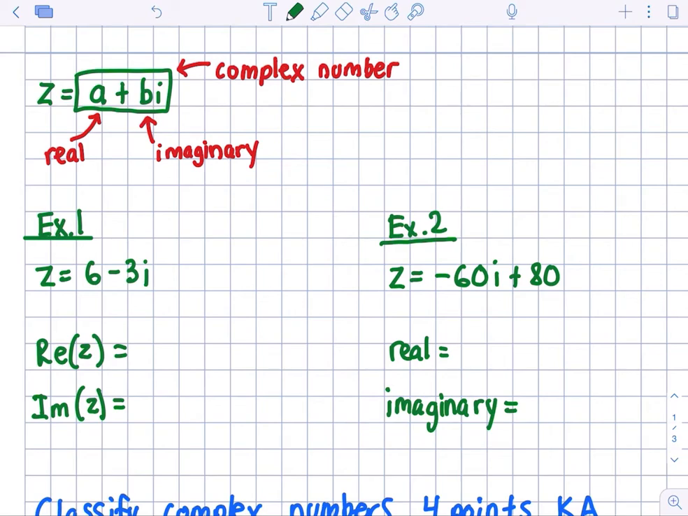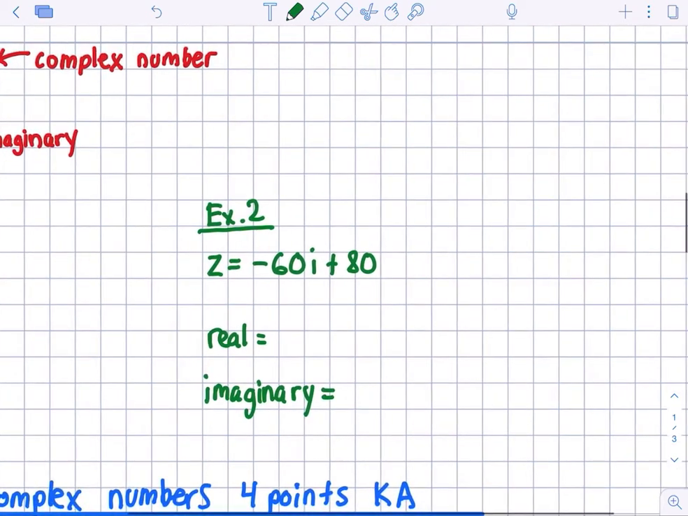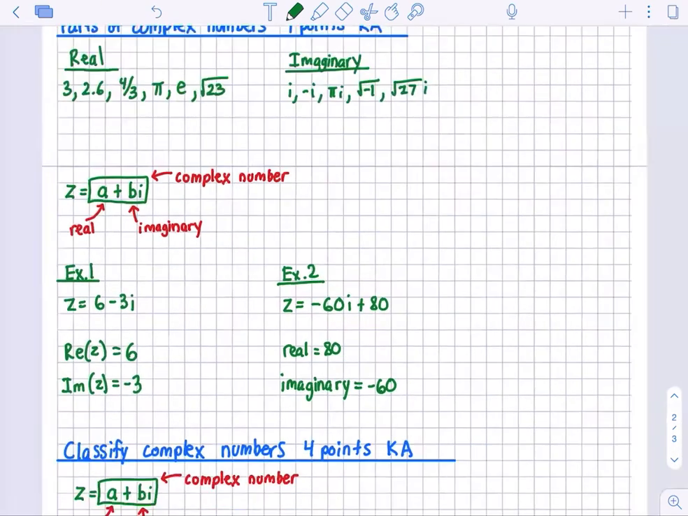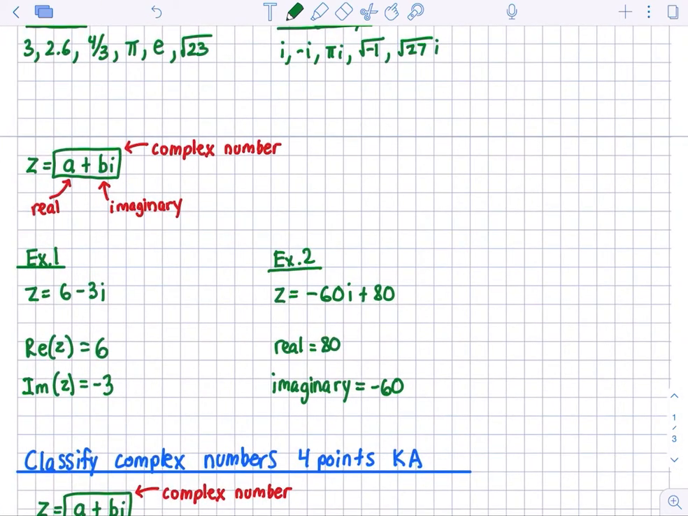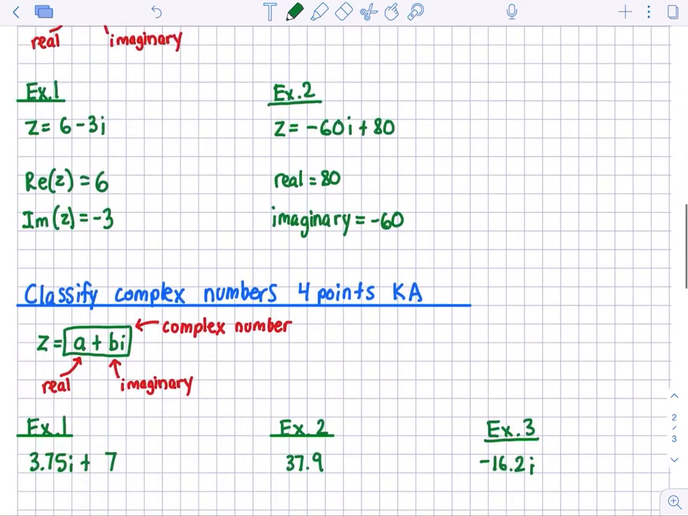So the real for this one would just be your 6, and the imaginary for this one would just be negative 3. For this one, now this is the real, right? So that is the real number, so it's 80, and the imaginary number is negative 60. Okay, so that's just your introduction to parts of complex numbers.